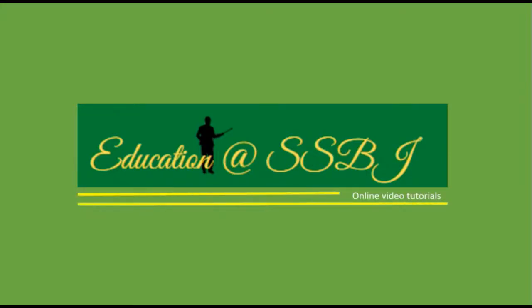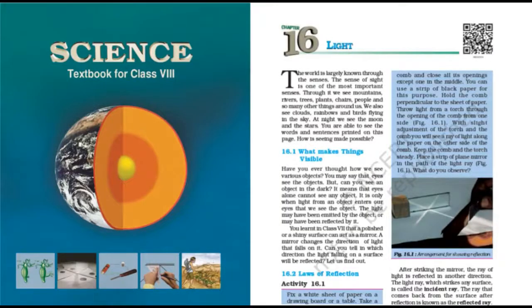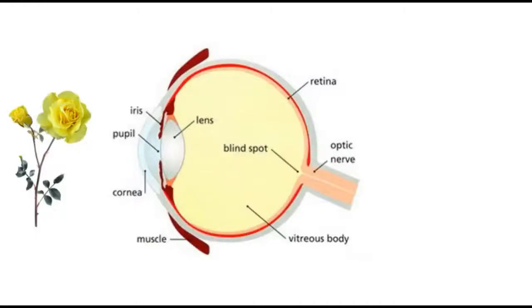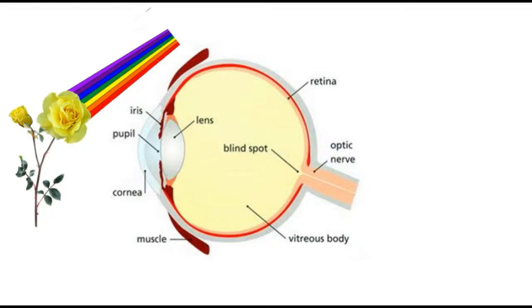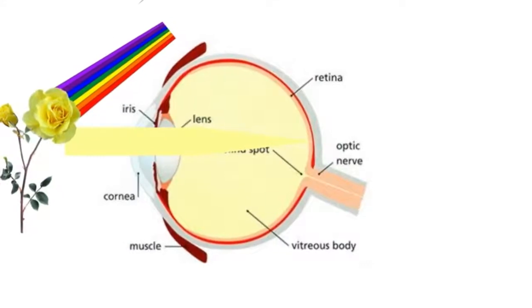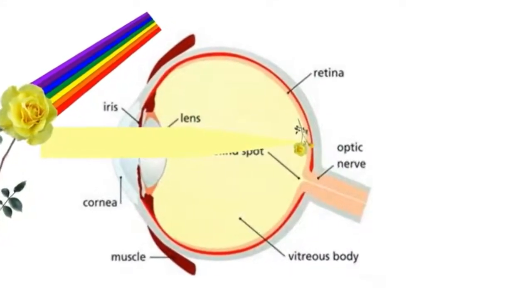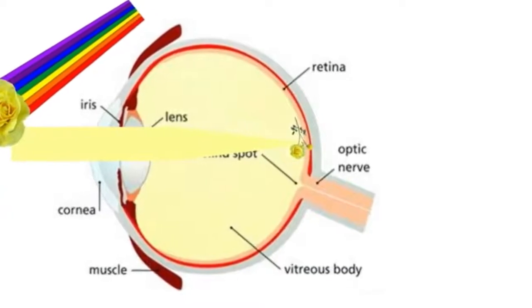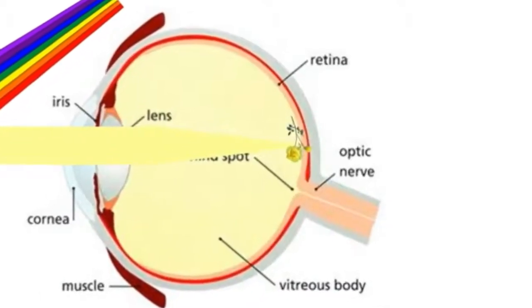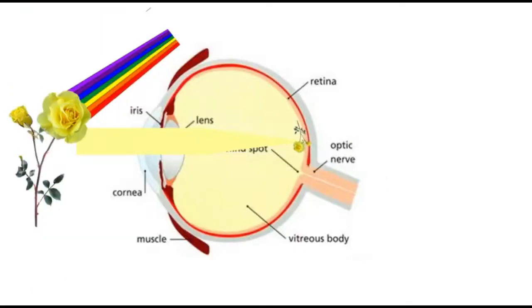We were in the chapter Light of Class 8th Science CBSE. In the previous tutorials, we have learned why things appear in different colors. We all know that light is made up of 7 colors. When the 7 colors fall on, let's say, a flower, the flower in this case will reflect yellow color light, and then we have a small image on the retina, right? And that image is further processed and sent to the brain.